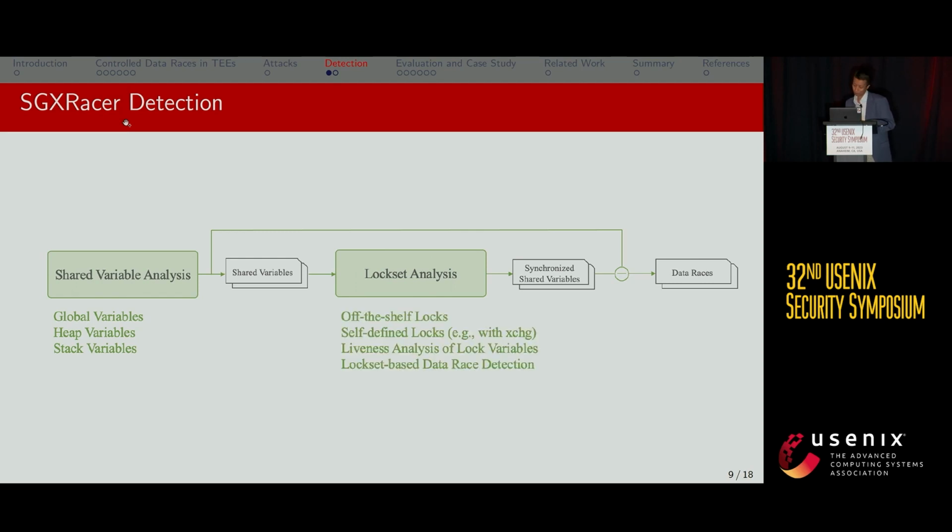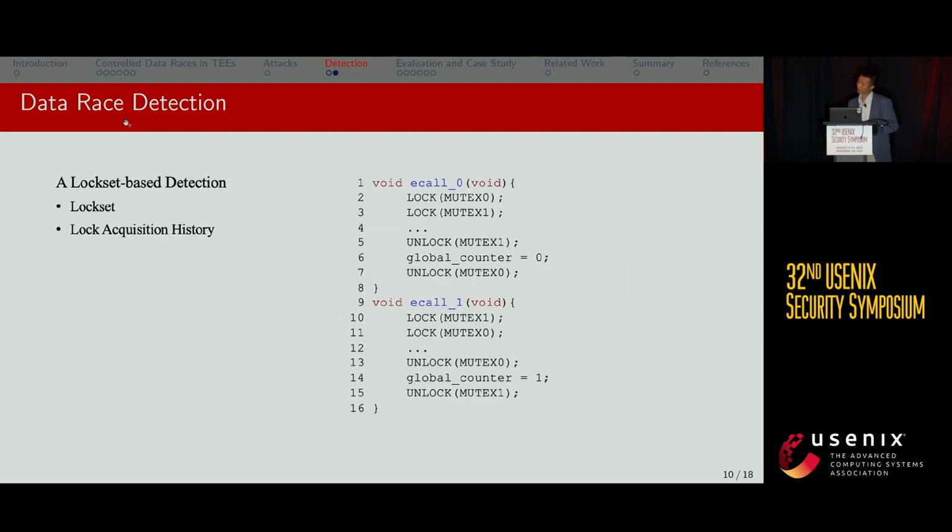For the second component, we analyze the locks in the binary. In the binary, there are several kinds of locks. One kind is off-the-shelf locks, which means they are provided by the API. The second kind is self-defined locks, where some users use instructions like exchange to define their own locks. We can also detect that kind of self-defined lock. After we get the shared variables and all the locks, we run a liveness analysis and we run lockset-based data race detection.